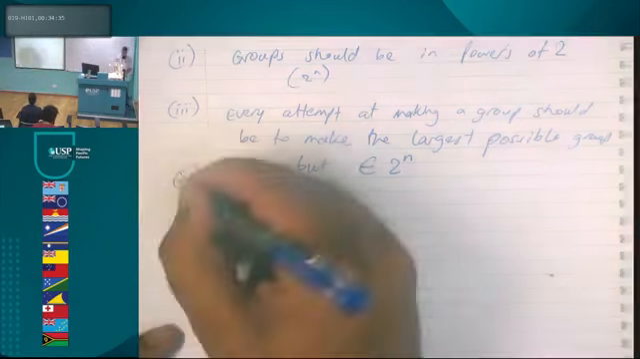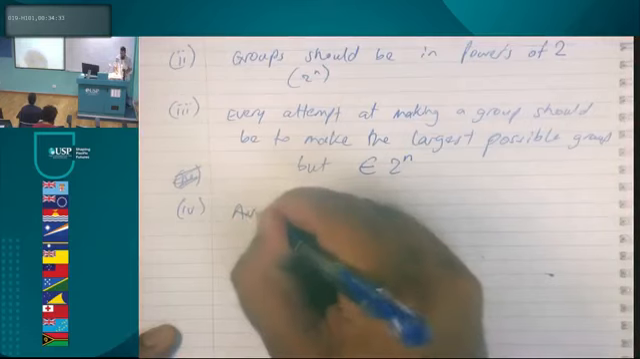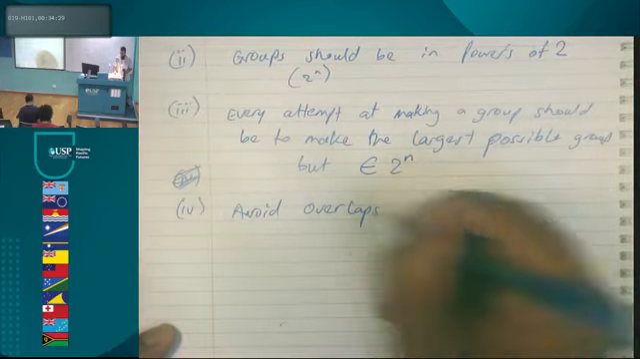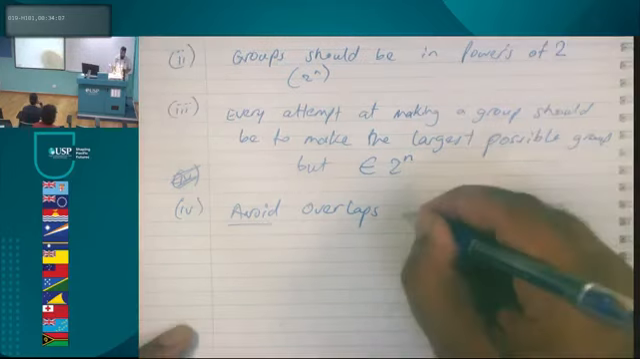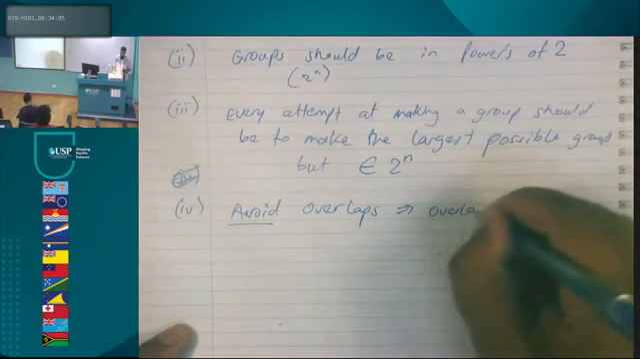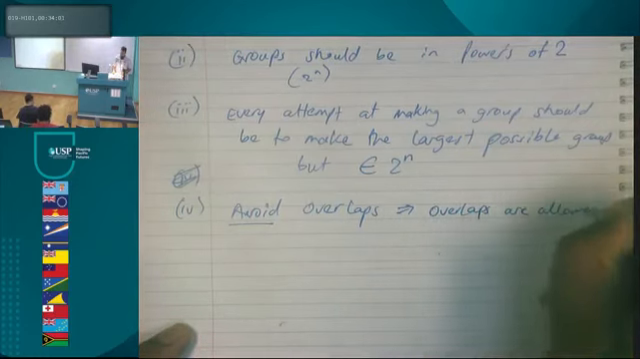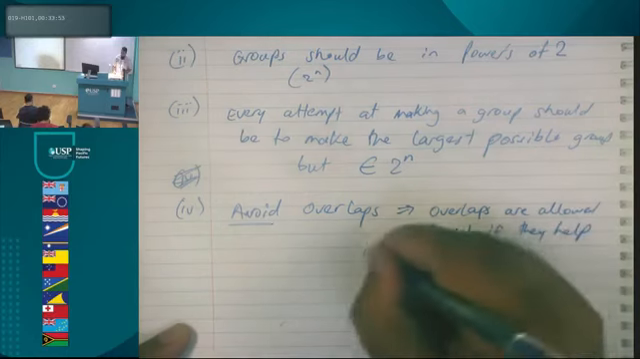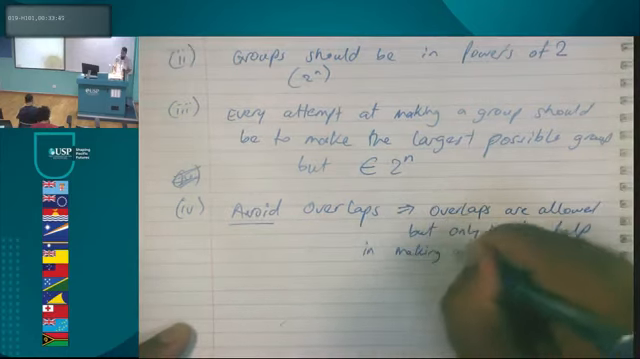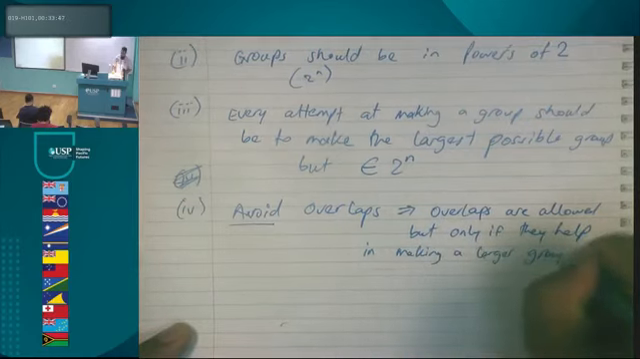Okay. Now, avoid overlaps. The word is avoid, but it does not mean that it is banned. Overlaps are not banned. Like we did some problems already yesterday, right? They are not banned, but we try to discourage it as much as possible. Okay. Overlaps are allowed, but only if they help in making a larger group.